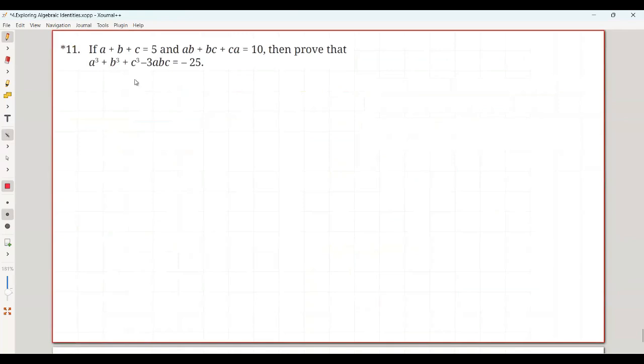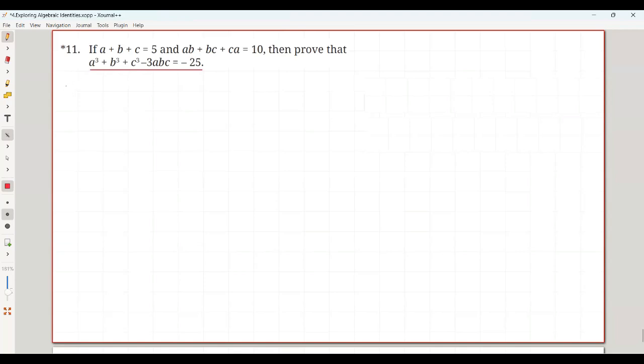Question number 11: if a plus b plus c is equal to 5, ab plus bc plus ca is equal to 10, then prove that a cube plus b cube plus c cube minus 3abc is equal to minus 25. So this also we have to prove. By seeing this, you can easily identify what formula you are going to use.